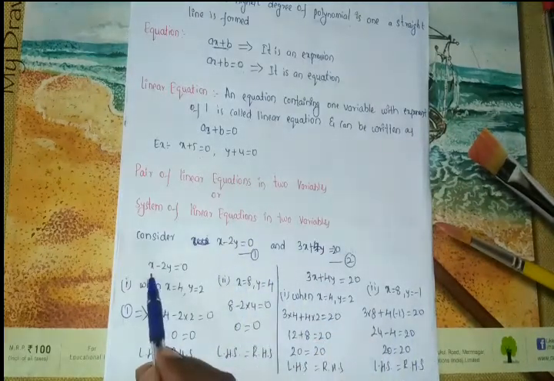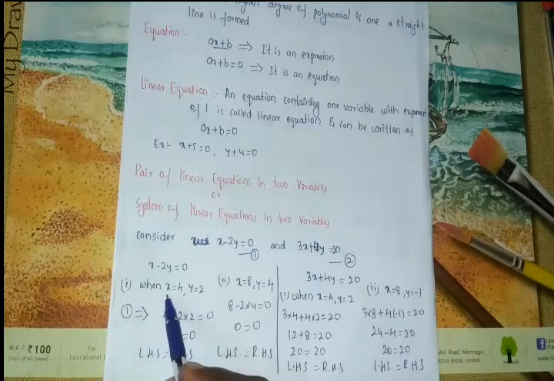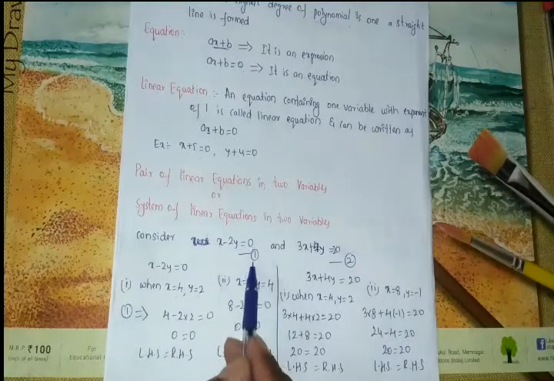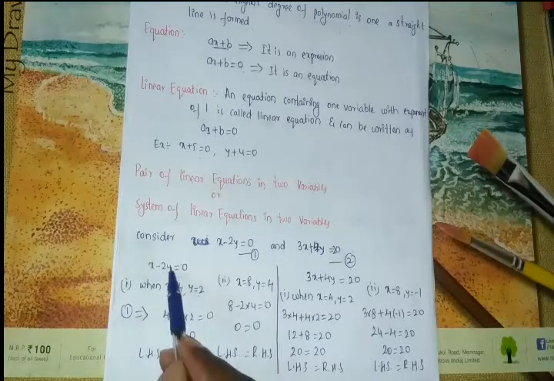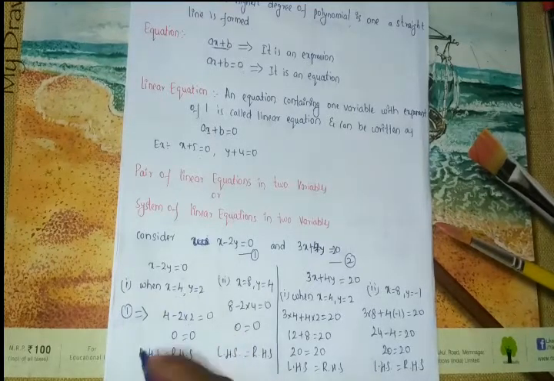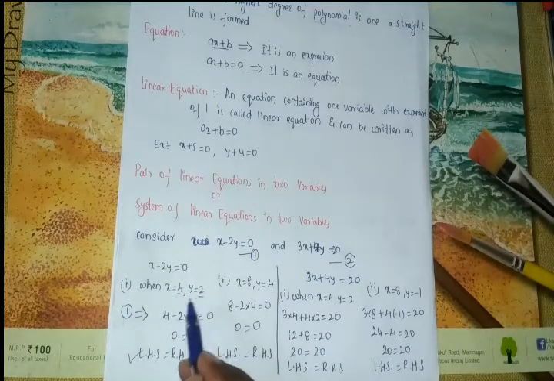So let me take the equation x minus 2y equals 0. When I put the value of x as 4 and y as 2 and substitute in this equation, I will get 4 minus 2 into 2. So 4 minus 4, it will be 0. LHS equals RHS we will get. So the solution of this equation is 4 and 2.